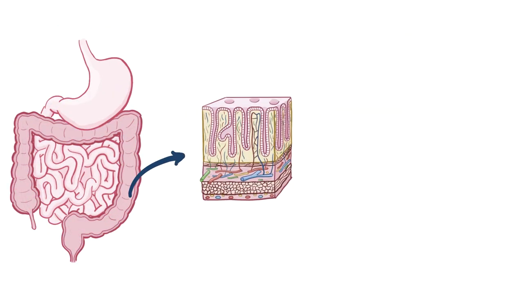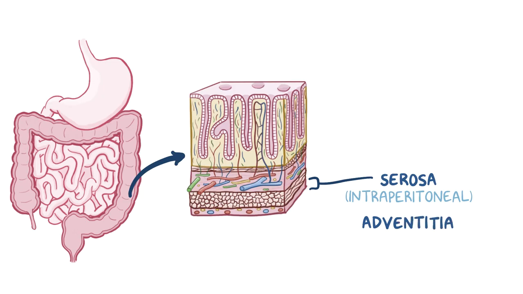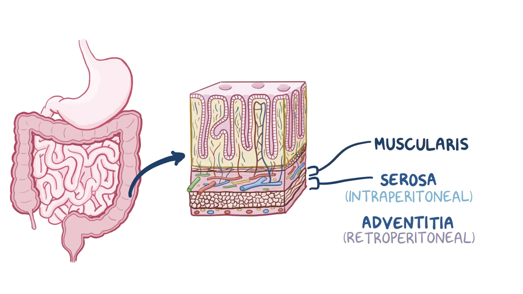Now, the walls of the gastrointestinal tract are composed of 4 layers. The outermost layer is called the serosa for the intraperitoneal parts, and the adventitia for the retroperitoneal parts. Next is the muscular layer, which contracts to move food through the bowel. After that is the submucosa, which consists of a dense layer of tissue that contains blood vessels, lymphatics, and nerves.